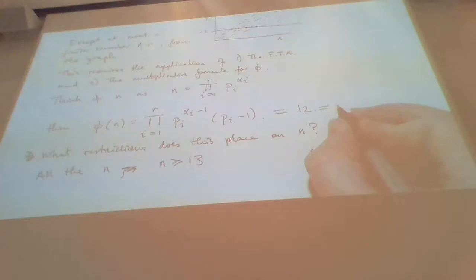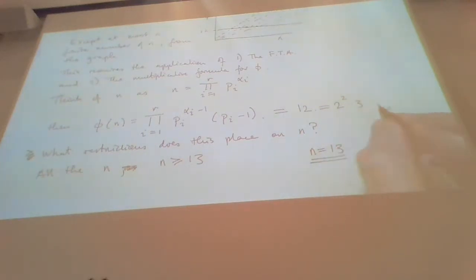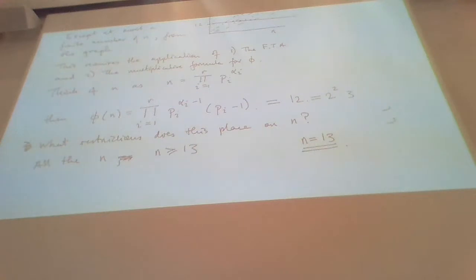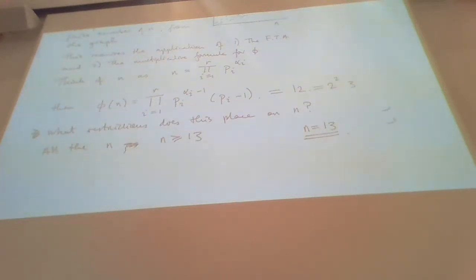Maybe, since we've got so many prime factorizations on the page, we should think about 12 and its prime factorization, which is 2 squared times 3. Does that help us any? So what are the primes p_i that might occur in n? We've already identified p as being 13. 13 might appear in the prime factorization of n.